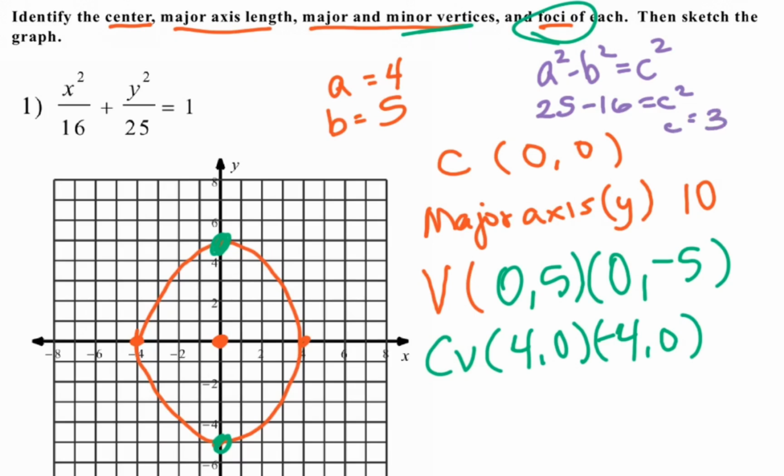So what that means is I'm going to start at my origin, and I'm going to go 3 in each direction on the major axis, and those are my foci. So focus 1, focus 2. So my foci points are going to be (0, 3) and (0, -3). And so those are all the critical components of an ellipse. So let's try another one.